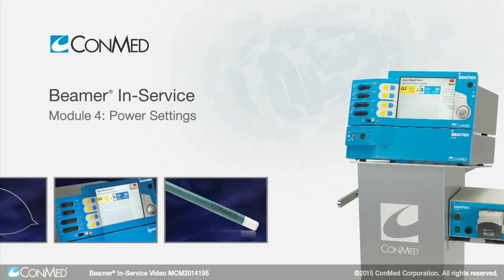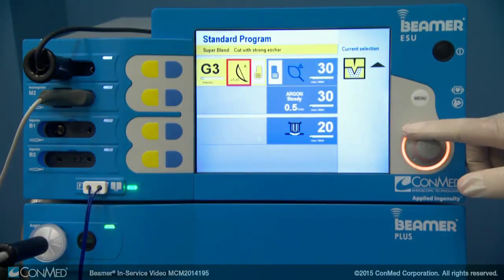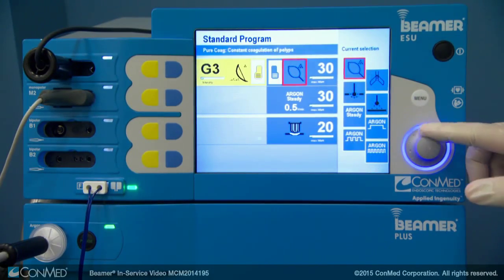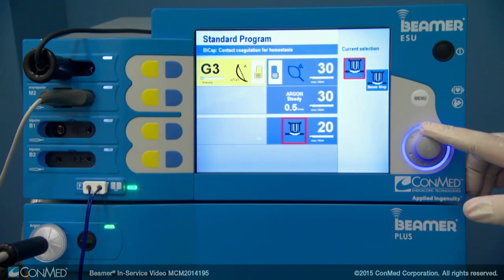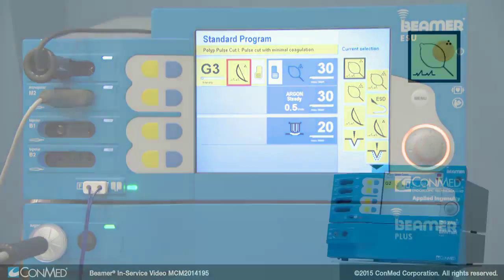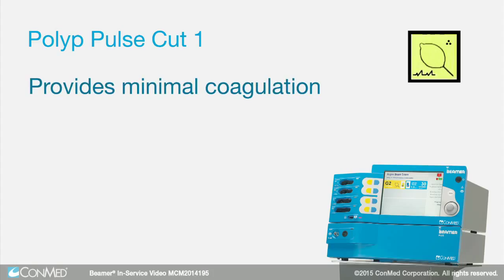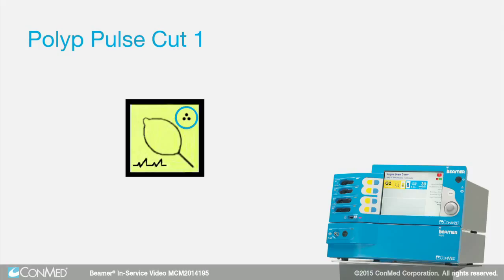This module reviews the different types of currents available on the Beamer. There are 9 monopolar cutting outputs, 8 monopolar coagulation outputs, and 2 bipolar outputs. The first monopolar cutting output we see on the list is Polyp Pulse Cut 1. This current provides minimal coagulation, signified by the 3 coagulation dots in the upper right corner.